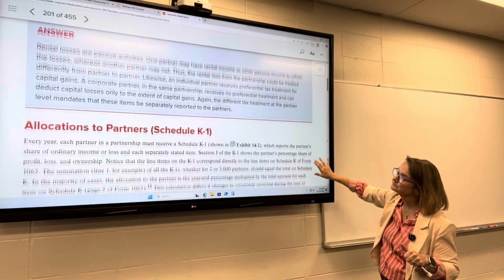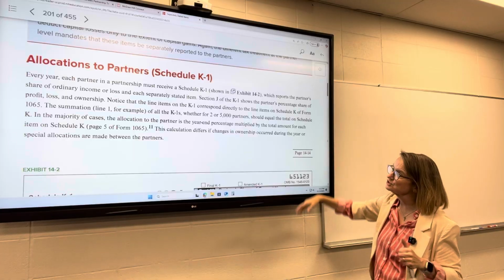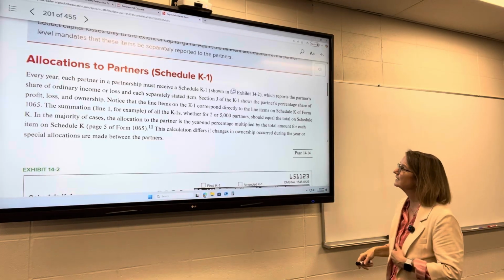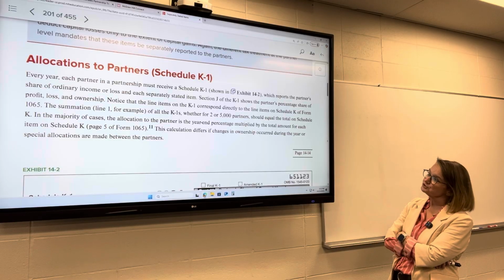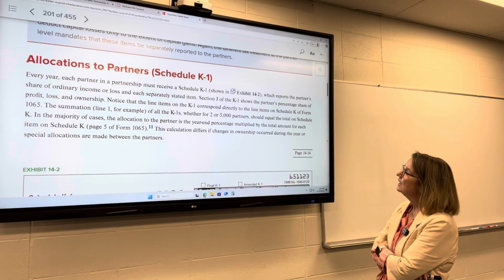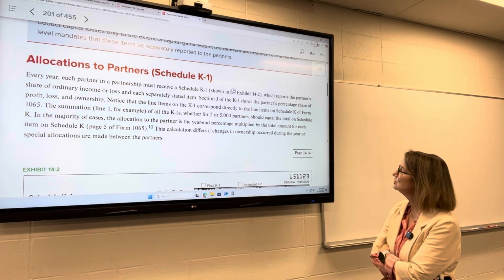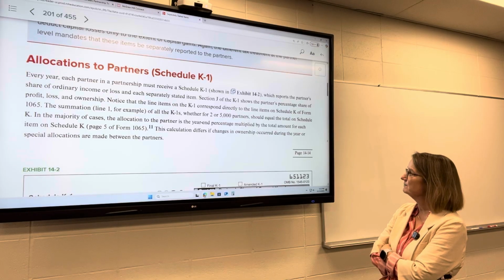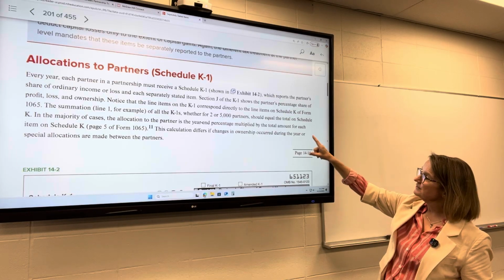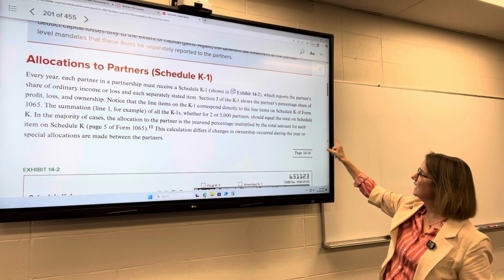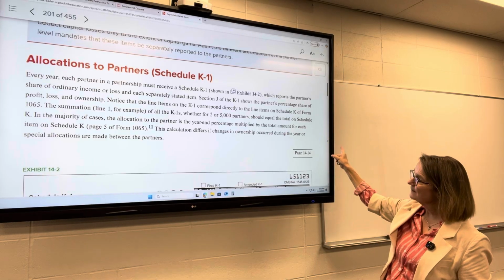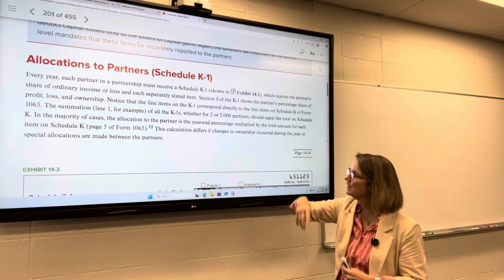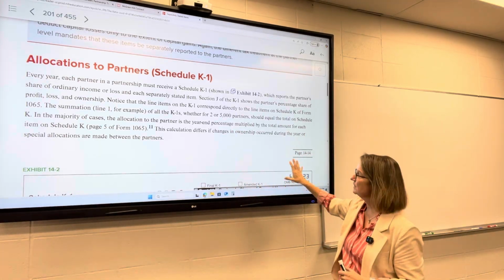So these allocations to partners: each year, each partner in a partnership has to receive the Schedule K1, which reports the partner's share of ordinary income or loss. Section J of the K1 shows the partner's percentage share of profit, loss, and ownership. So the items on the K1 correspond directly to the items on the Schedule K. The Schedule K is essentially a summary of all of the K1s.